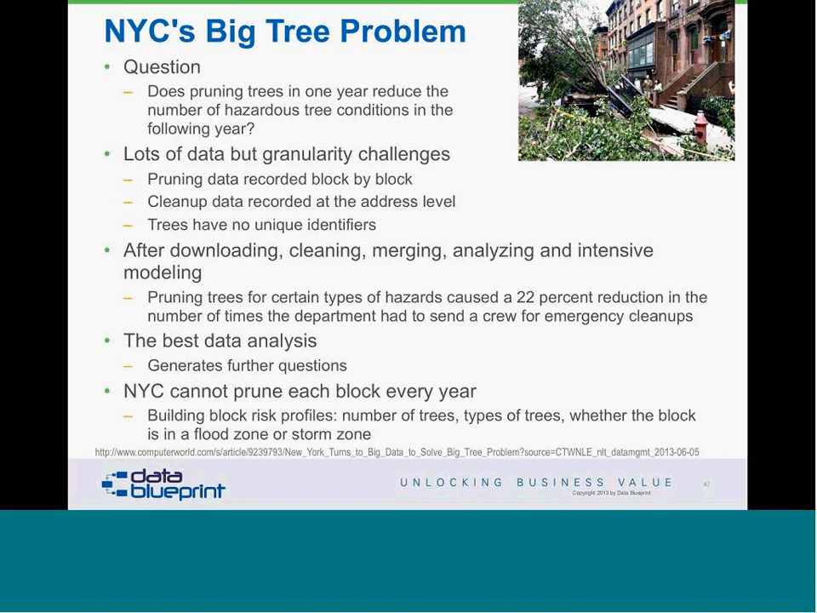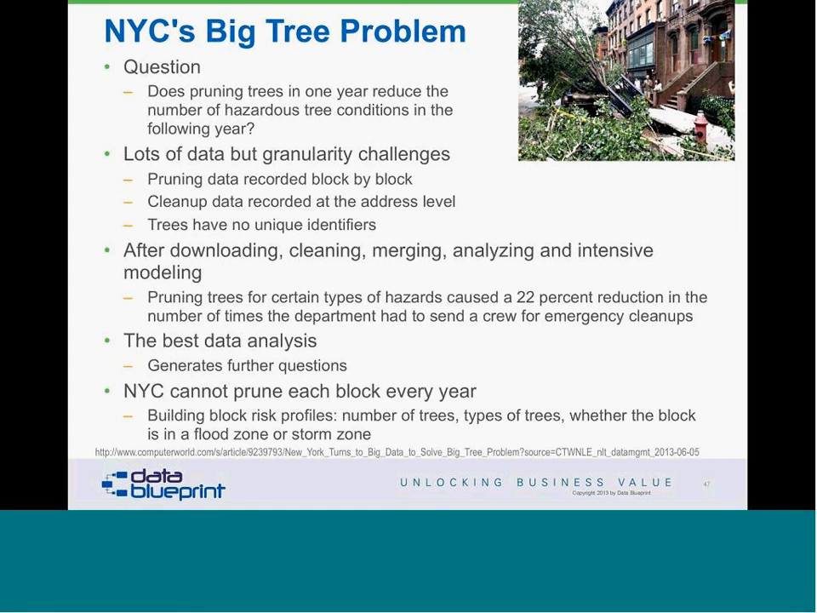Does pruning the trees in a single year reduce the number of hazardous tree conditions in the following year? It turned out, interestingly enough, this brought in all aspects of our problem. They had the wrong architecture to solve this. The data was at the wrong level of granularity. For example, the pruning data that they had in New York City was recorded block by block, but the cut data was only recorded at the actual address label. So in other words, I might say I'm at 501 Park Avenue and I have a tree down in front. They need to come get me. And oh, by the way, trees aren't grown with unique identifiers. So that's a problem as well.